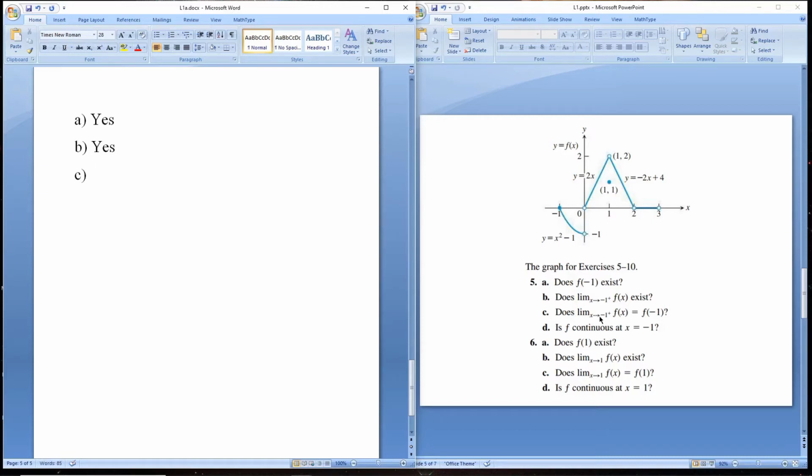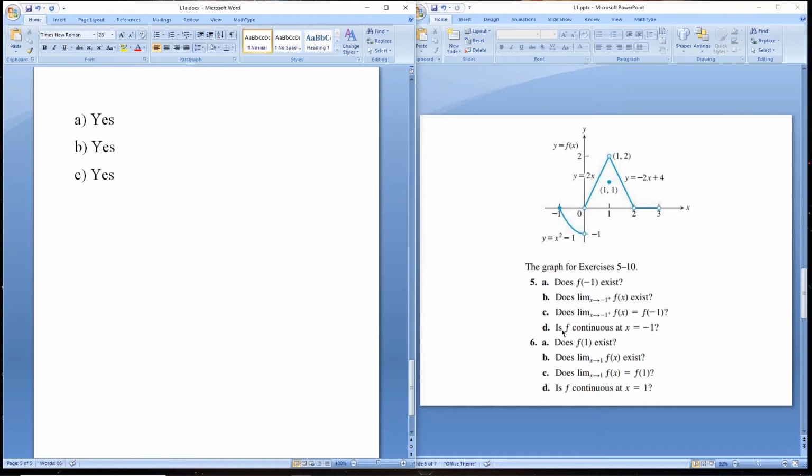C, how about -1 from the right? Does this equal f of -1? So does this limit equal the function output? Well, the function output at -1 is 0, and this right-sided limit is also 0. So yes, the limit and the function output are equal.